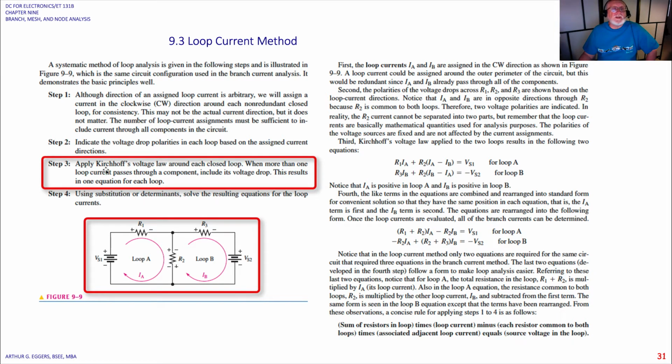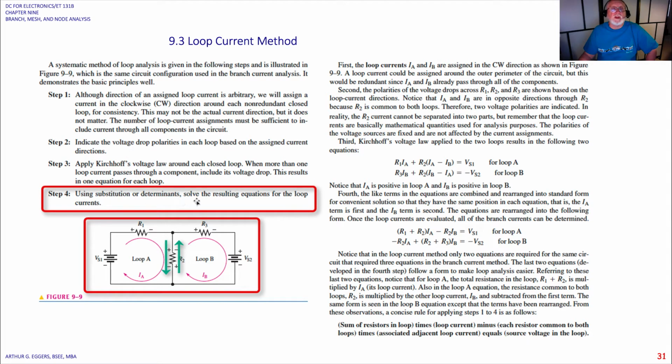Okay, so step 3 says apply Kirchhoff's law around each closed loop. When more than one current loop passes through a component, include its voltage drop. So you can see here that through R2, we've got loop currents passing through in opposite directions. This results in one equation for each loop. Step 4 then says, using substitution or determinants, solve the resulting equations for the loop currents.